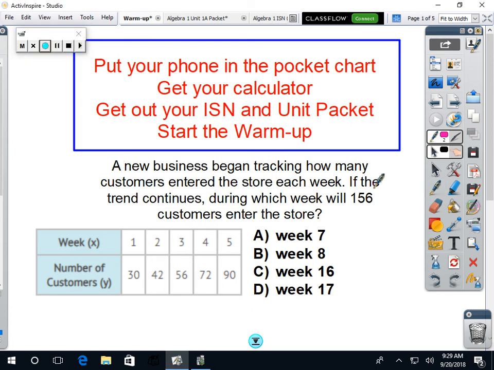A new business began tracking how many customers entered the store each week. If the trend continues, during which week will 156 customers enter the store?